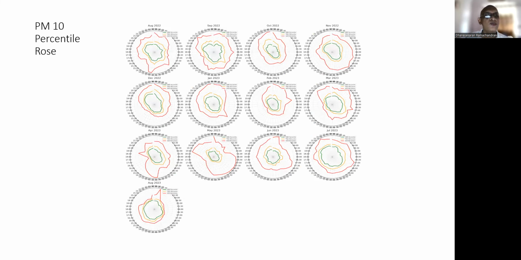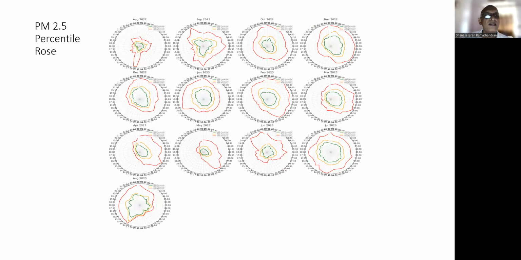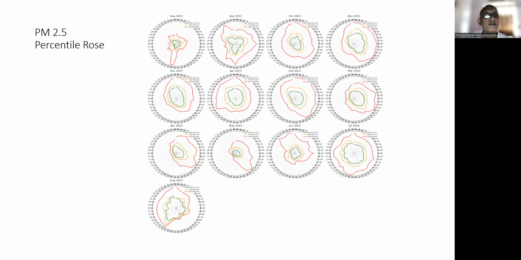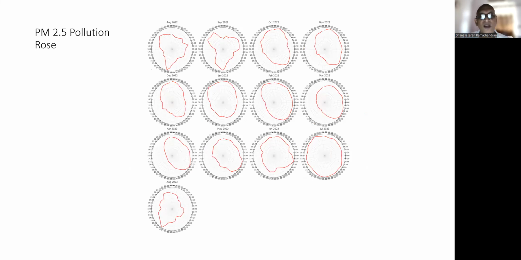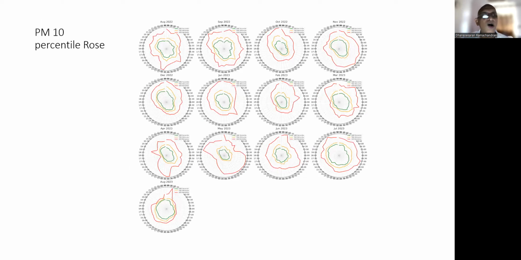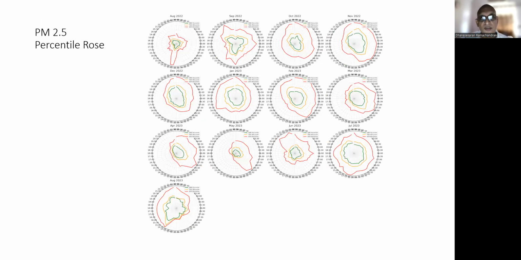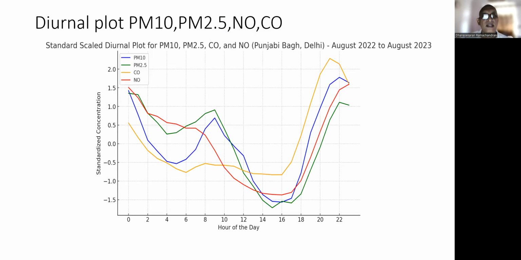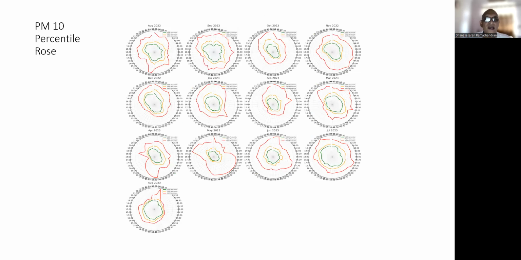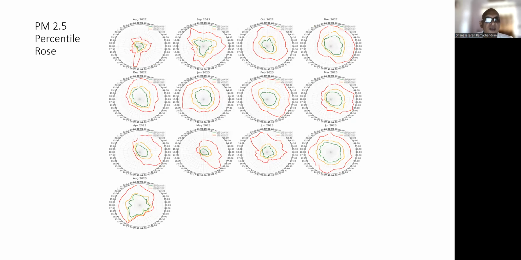This is the percentile rows of PM10. And this is the percentile rows of PM2.5, which I have explained earlier. Previously I explained this is pollution rows. This is not percentile. This is pollution rows of PM10, percentile rows of PM10, percentile rows of PM2.5, then the diurnal plot of PM10, PM2.5, NO, and CO, followed by another percentile rows of PM10 and PM2.5.